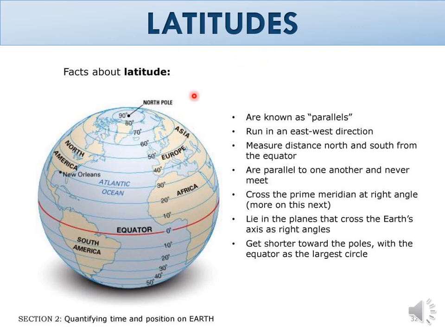The first parameter is latitudes. The imaginary horizontal lines over the globe or the earth are known as the latitudes. They are also known as parallels as they are parallel to each other. The 0 degree latitude, that is the middlemost and the biggest latitude, is known as the equator. From the equator to the North Pole, there are 90 latitudes, and from the equator to the South Pole, there are 90 latitudes. So totally there are 180 latitudes on the globe.